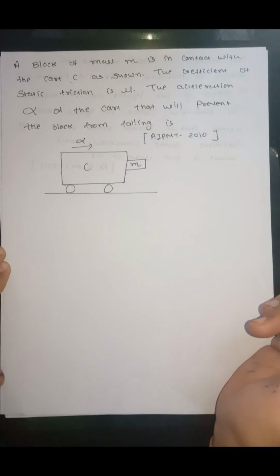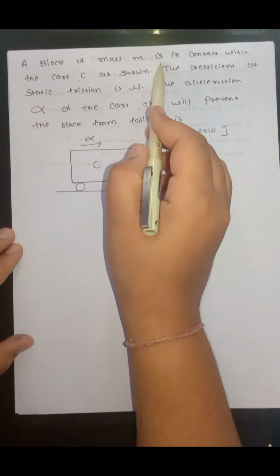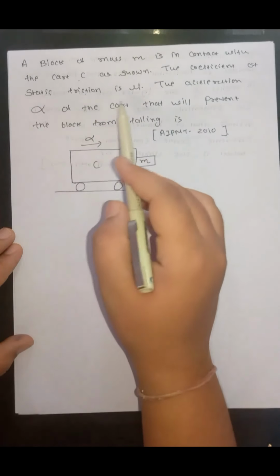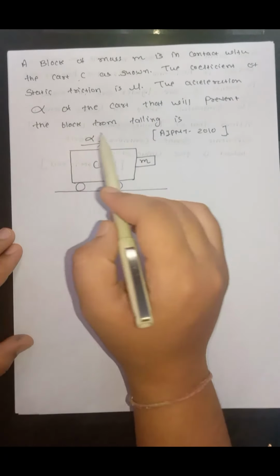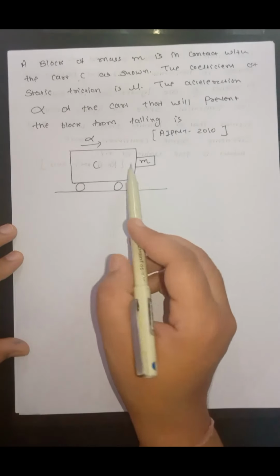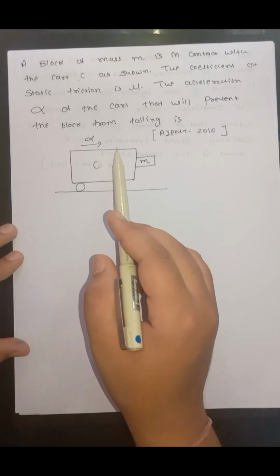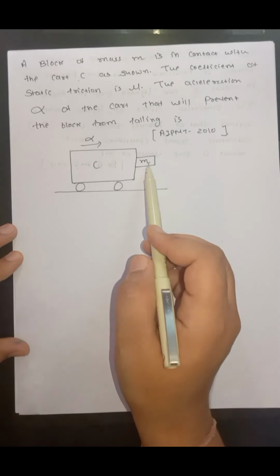Now let us see some previous year questions. A block of mass m is in contact with cart C as shown. The coefficient of static friction is mu. The acceleration alpha of the cart that will prevent the block from falling is? Here in this case, this block should not slide down with respect to this cart. This cart is accelerating, so it is the non-inertial frame. For that we have to apply the pseudo force on this object.